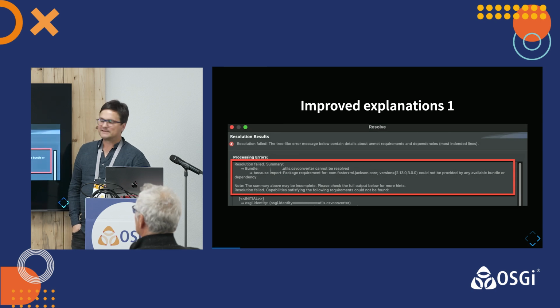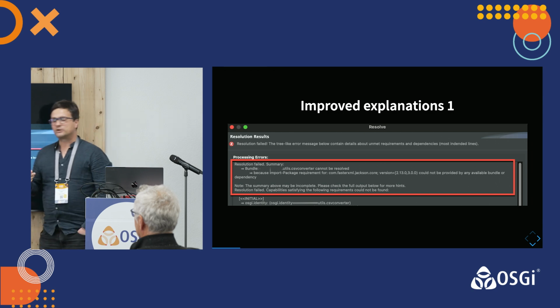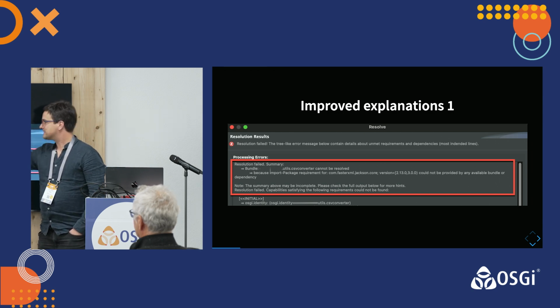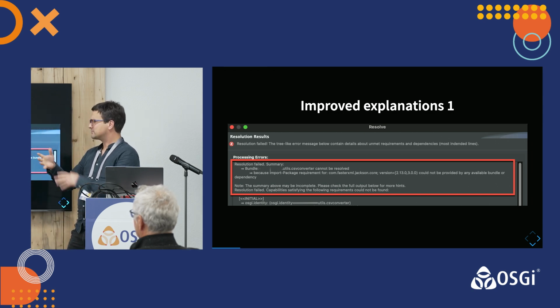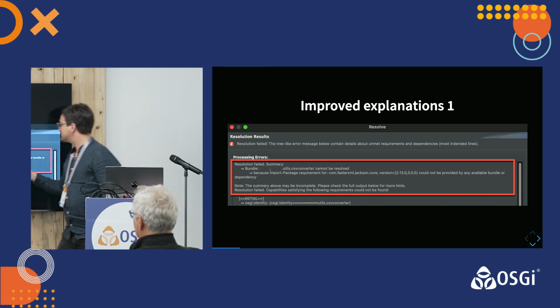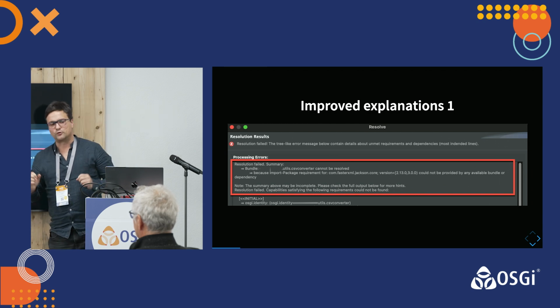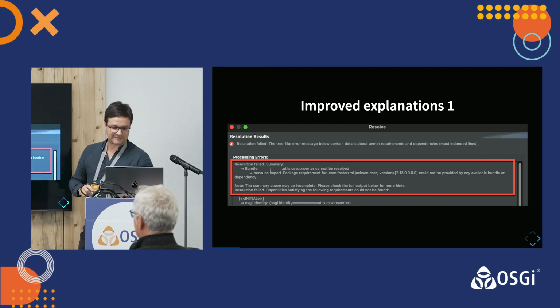It usually looks like this, and I tried to make it look a little bit nicer. What I did is pretty simple. I tried to make this error message, which was quite large and ugly, look like a sentence. I added the word because, and I added this suffix, could not be provided by any other bundle or dependency, and suddenly it reads like an English sentence.